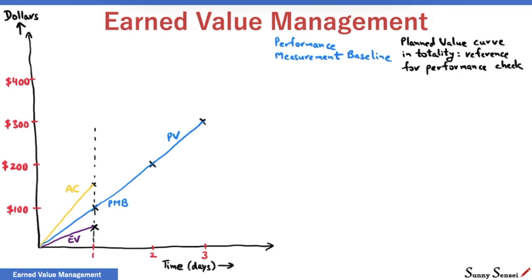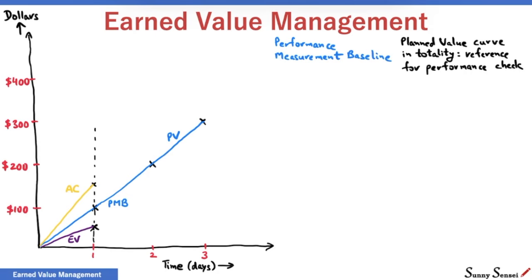If the project progresses exactly as per the plan, the earned value and actual cost curves will overlap the performance measurement baseline or the planned value curve. We monitor the deviation from the PMB to evaluate the project performance.